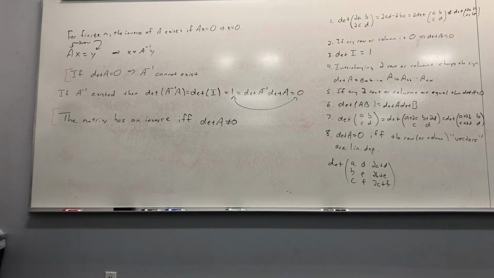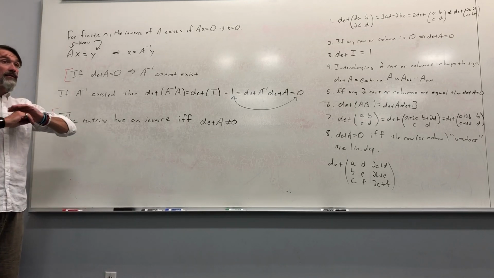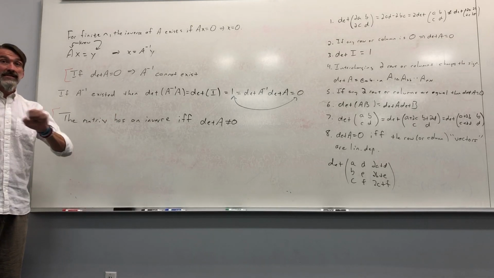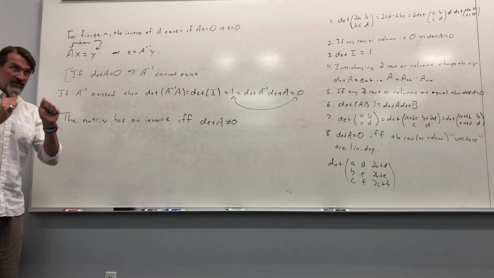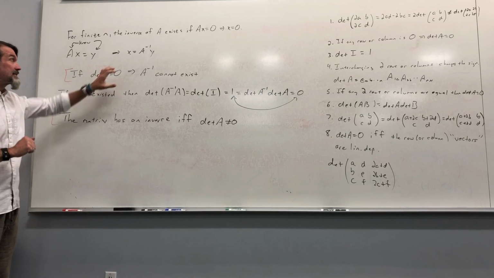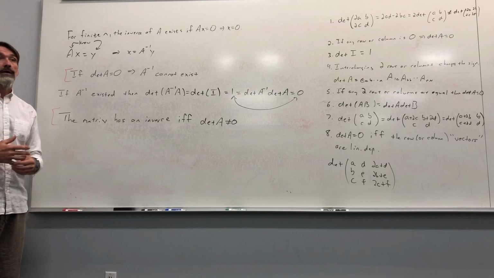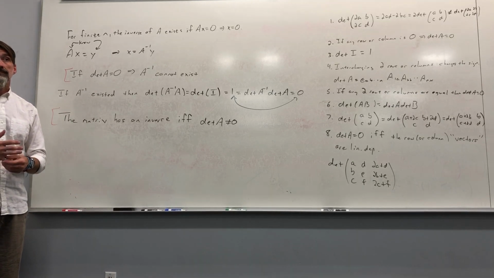That is, if the determinant of A is 0, then no inverse exists. If the determinant of A is not 0, then the inverse must exist. That is saying more than this. But the proof of this takes a lot more, and that's what we'll talk about next time. Any questions?